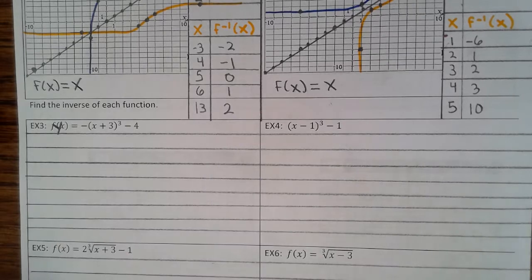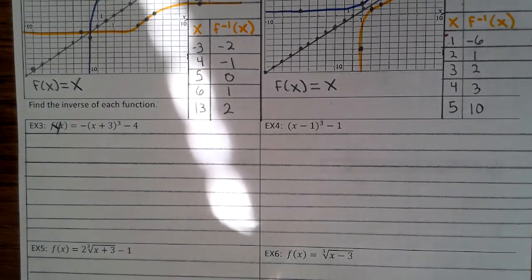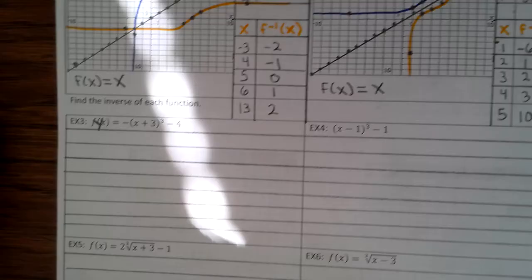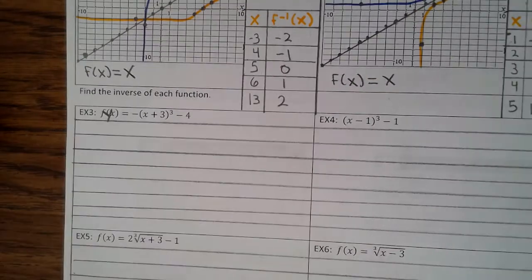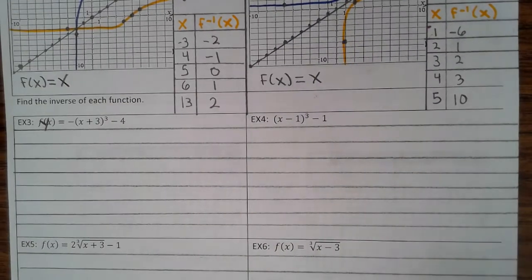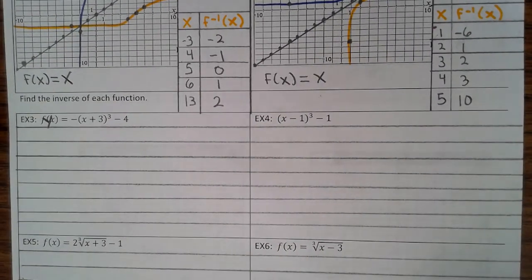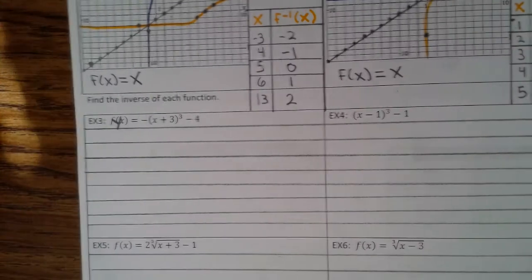So, wait a second, I'm trying to run from the sun. Let's see. Oh, wait for it. Ha, I think I got away from the sunlight. All right. Oh, almost. We're almost away from the sunlight.